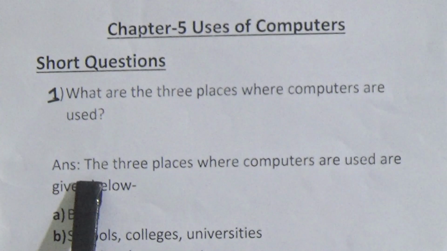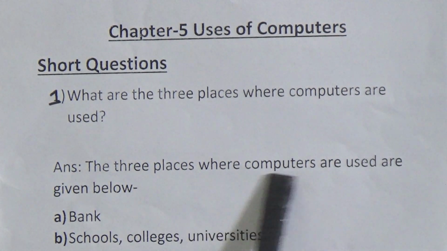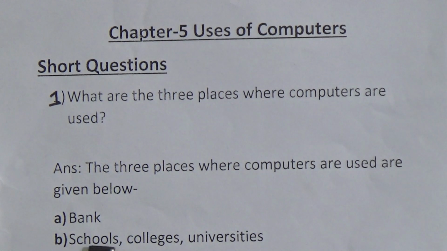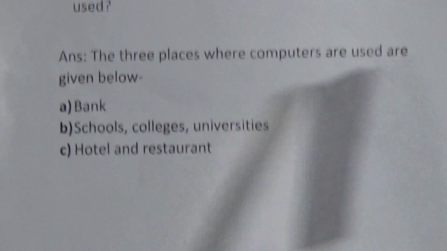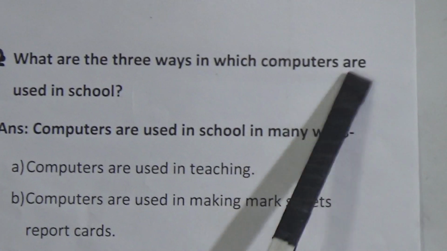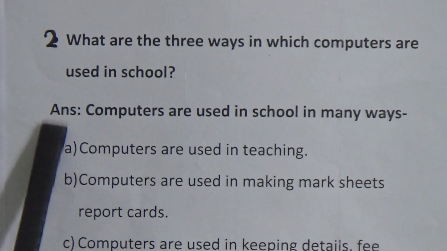Question number 1, short questions. What are the 3 places where computers are used? Our answer is: the 3 places where computers are used are given below: bank, schools, colleges, universities, and hotels and restaurants. Question number 2, what are the 3 ways in which computers are used in school?